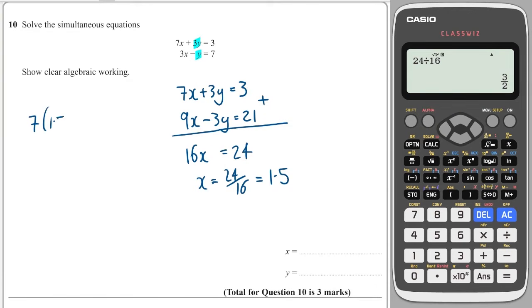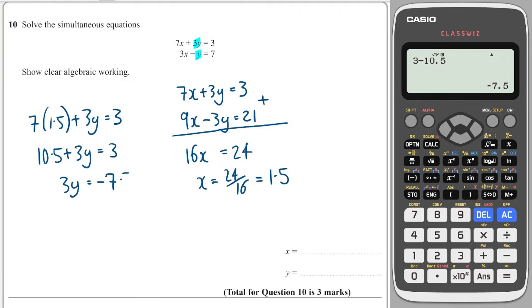We do 7 times 1.5 plus 3y is equal to 3. 7 times 1.5 is 10.5. So we have 10.5 plus 3y is equal to 3. Subtract 10.5 from both sides. 3 minus 10.5 is minus 7.5, and then we divide through by 3 and we get minus 2.5. So 1.5 and minus 2.5.